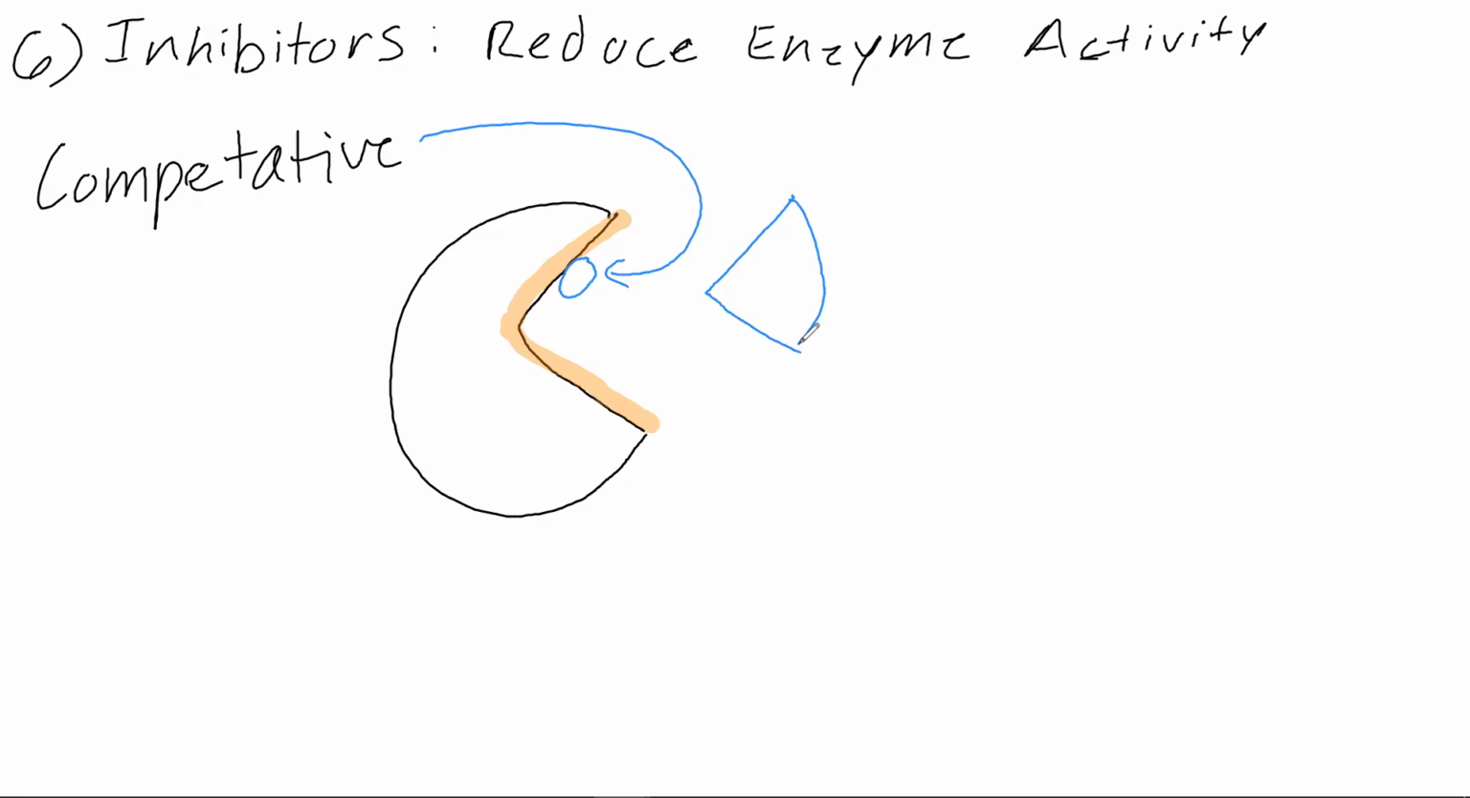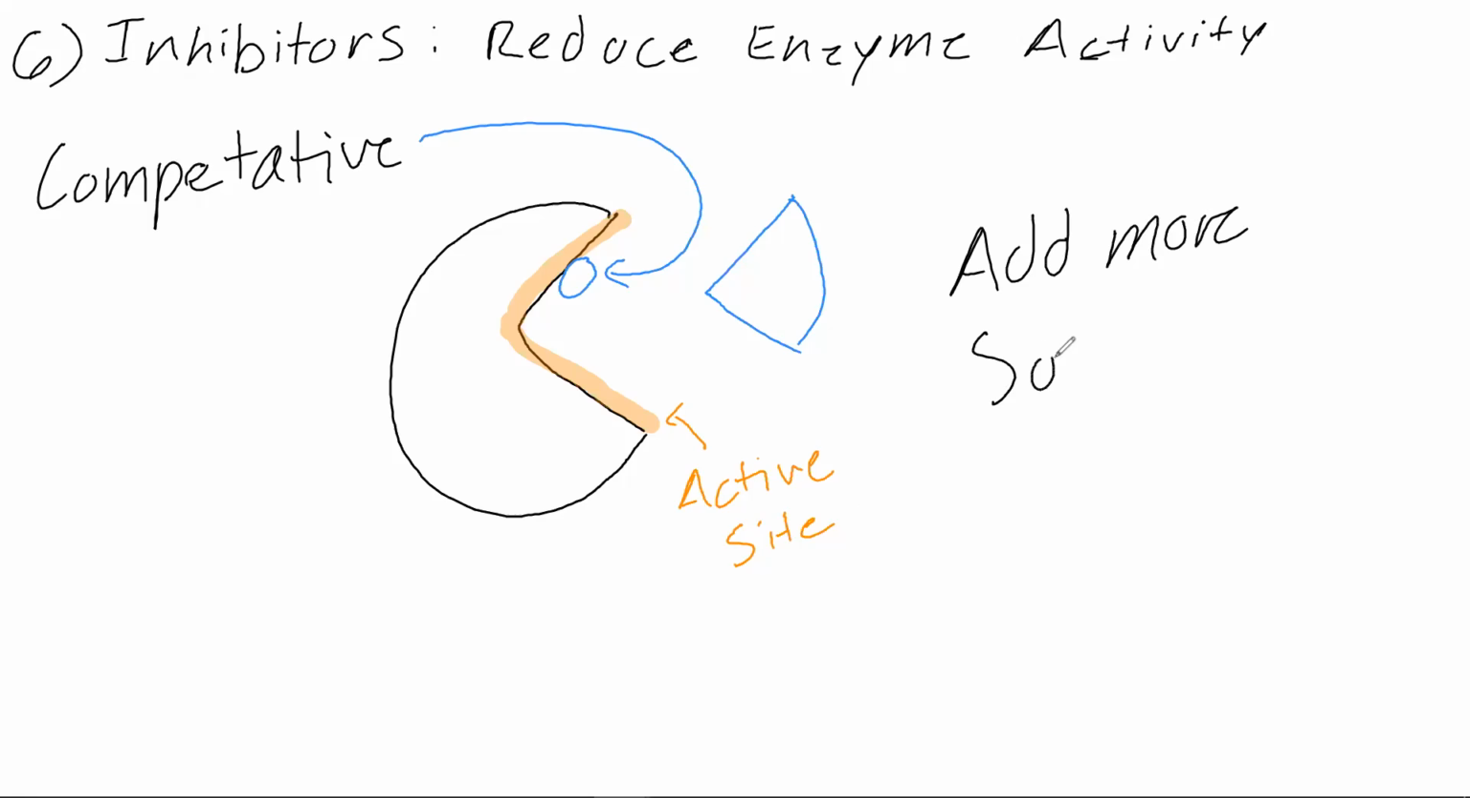Yes. The important thing to note is that the competitive inhibitor hits the active site. So here, let me label. If it hits the active site, there is a way to deal with competitive inhibitors. And that is very simple. Add more substrate. Why does it work? I don't know.